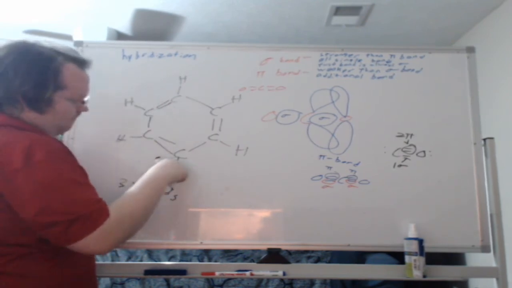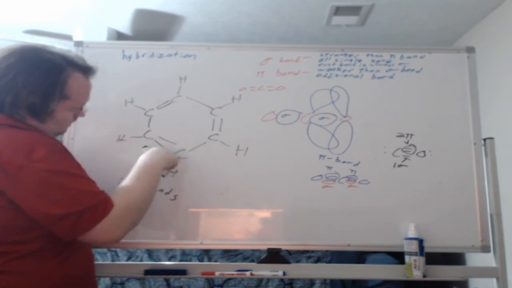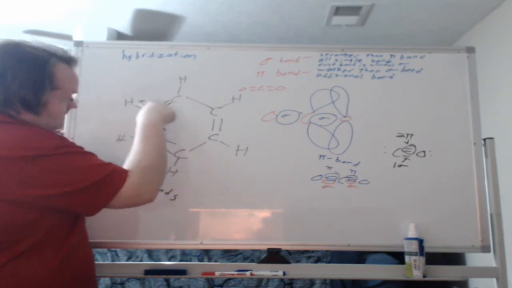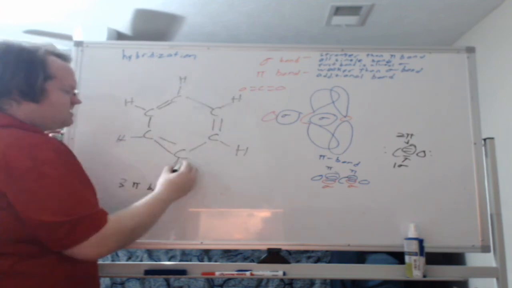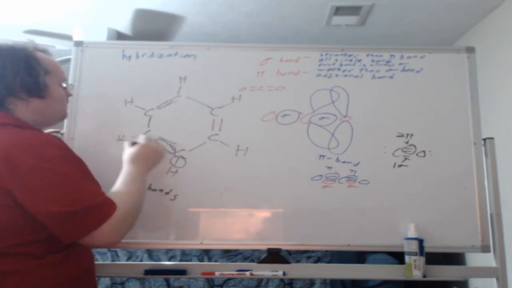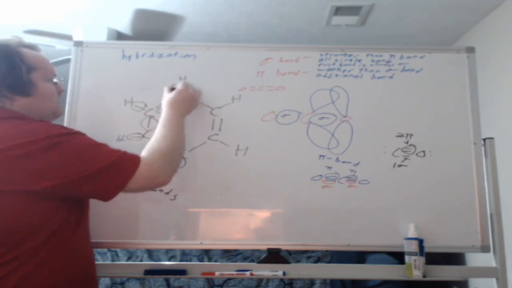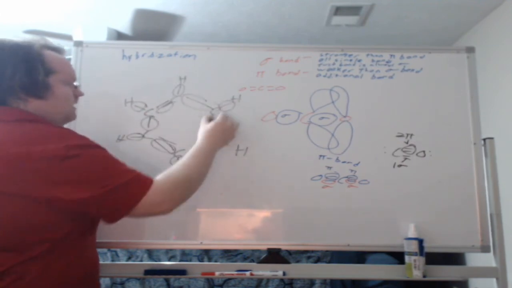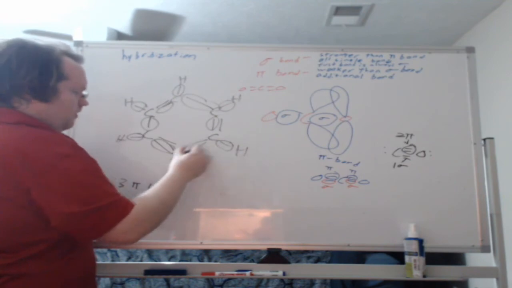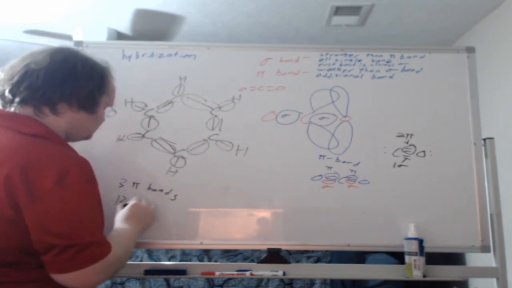I'm going to start at the bottom. 1, 2, 3, 4, 5, 6, 7, 8. I'm going to circle them as I go. 1, 2, 3, 4, 5, 6, 7, 8, 9, 10, 11, 12. There are 12 sigma bonds.